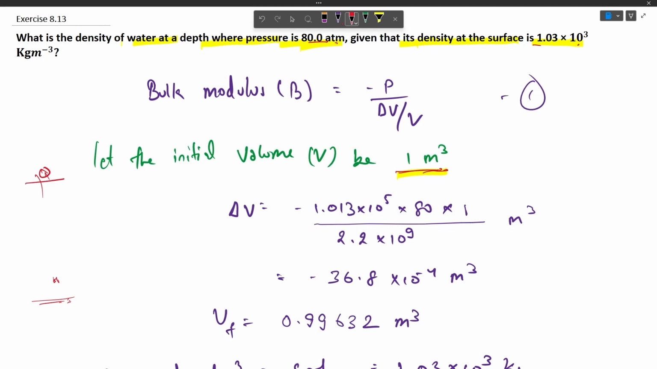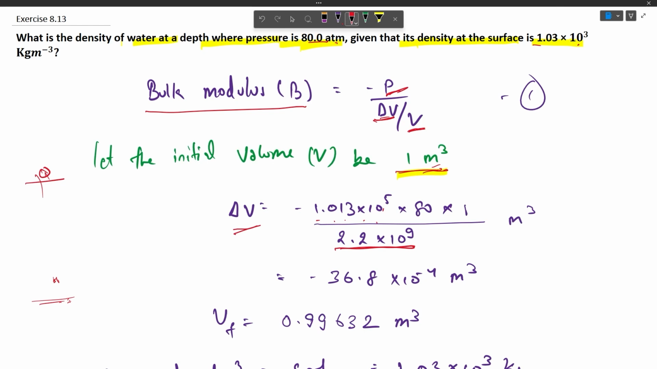Now we have to calculate the change in volume, delta V. Bulk modulus is defined as P over delta V by V. We have been given the initial volume V of 1 meter cube, and the pressure of 80 atmospheric pressure, where one atmospheric pressure is 1.03 into 10 to the power 5 Pascal. The bulk modulus of water is also known, that is 2.2 into 10 to the power 9 Newton per meter square.